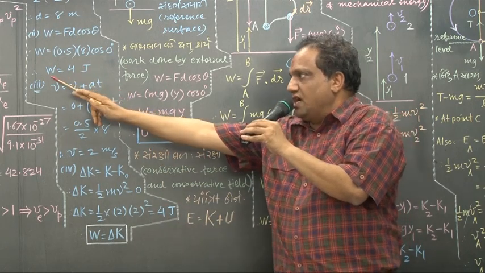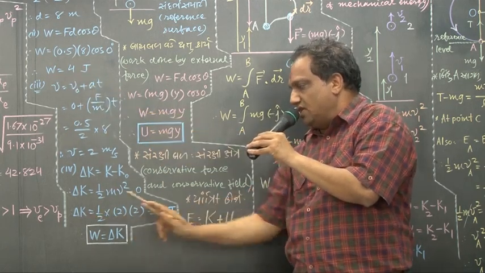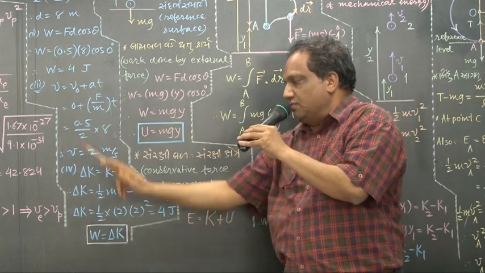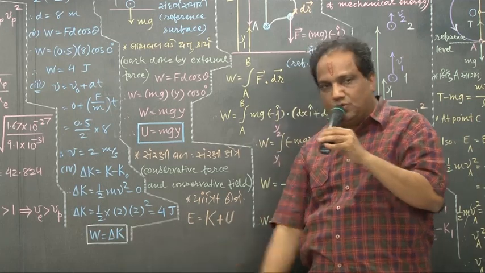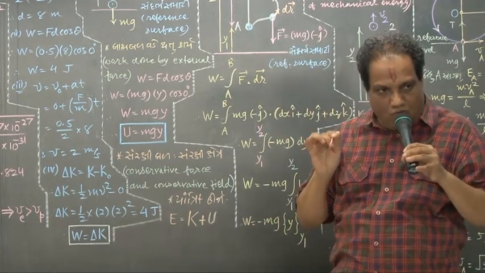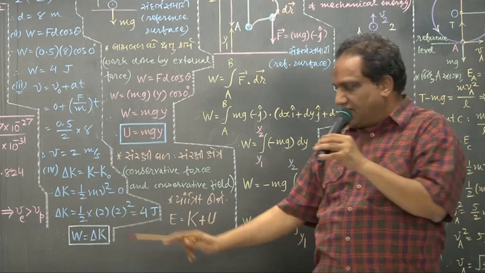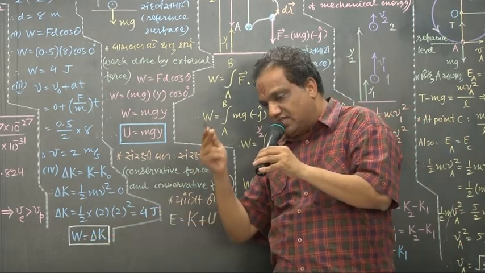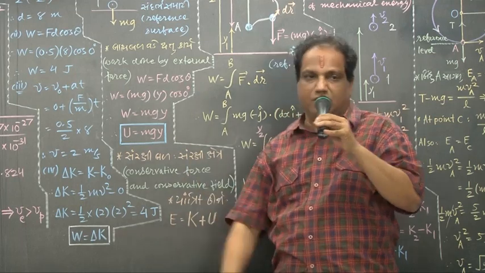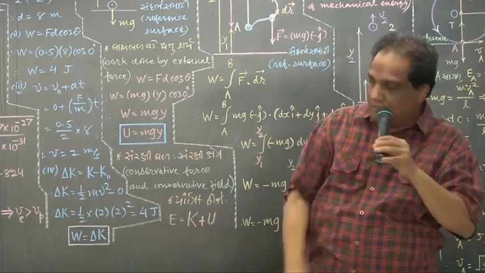Come on, what is the work done? 4 joule. What is the change in kinetic energy? 4 joule. So this result must be equal. Once again it is proved that W equals delta K. Work done by the resultant force acting on a body is just equal to the change in kinetic energy of that body. This very statement is called the work energy theorem.